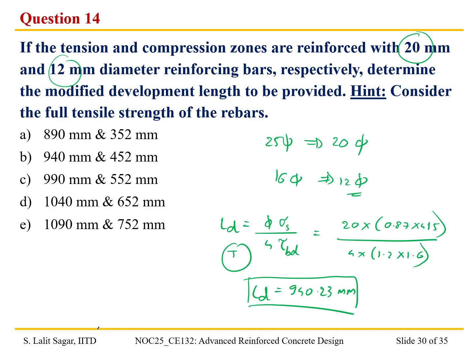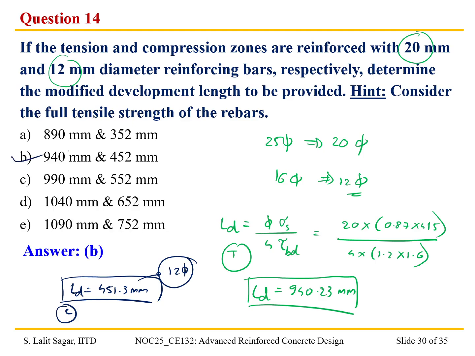So that turns out to be LD in compression, 451.3 millimeter. Mind you, this is for 12 millimeter diameter. So the correct option is option B, that is 940 and 452. So when we reduce the diameter, it reduces the requirement of the development length as well.